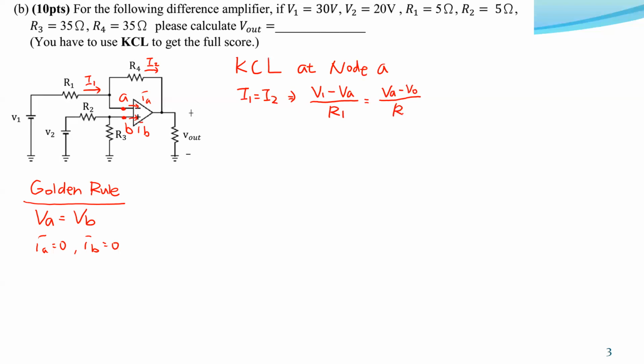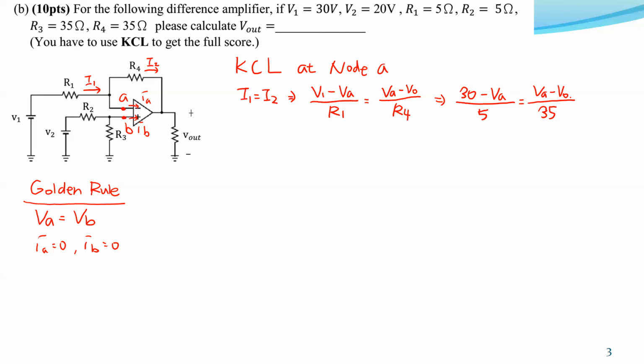divided by R4. Since we know the value of V1 is 30, minus VA which is unknown, and divided by R1 which is 5, equals VA minus VO divided by R4. R4 is 35. So we got our first equation.